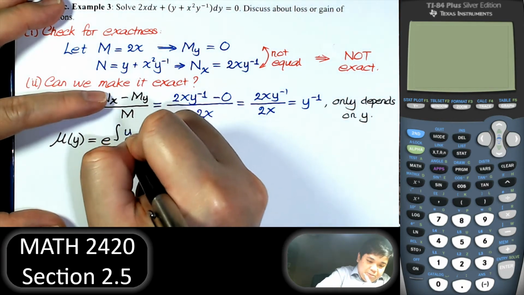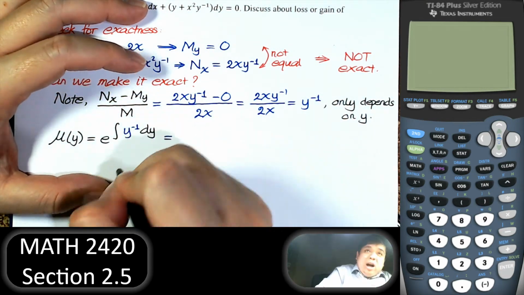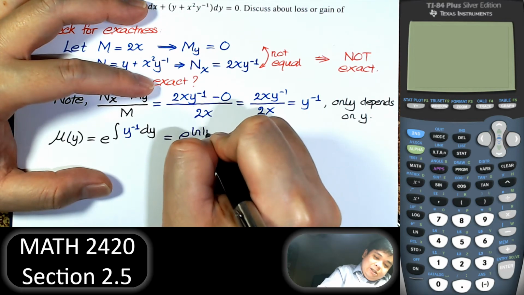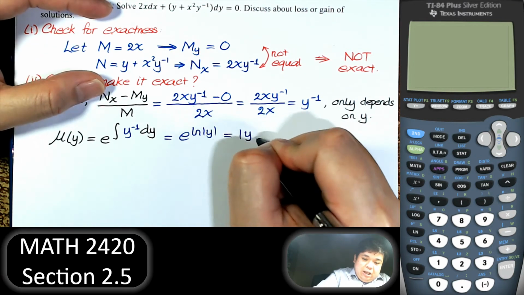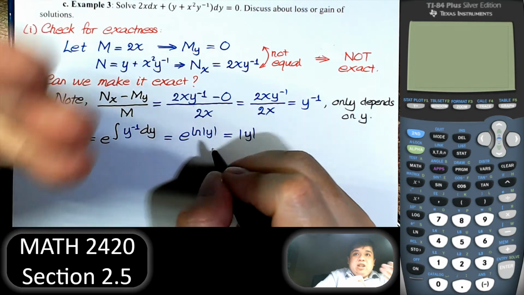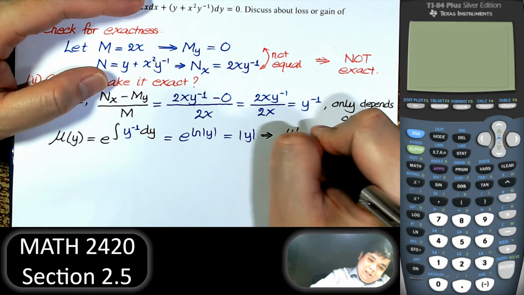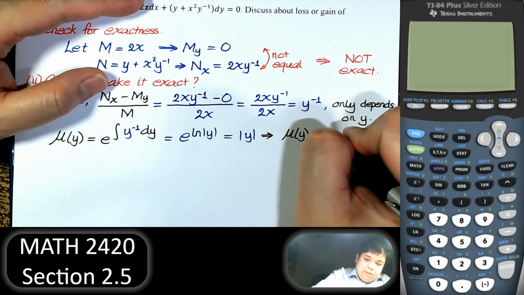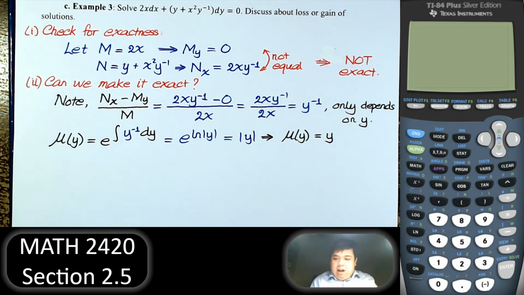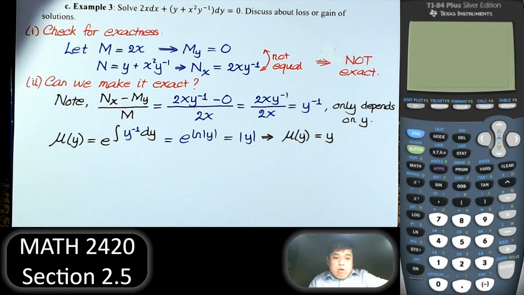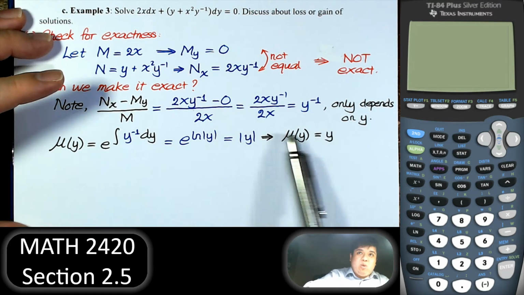And this example I chose to be relatively simple. The integral of y to negative 1 is ln, and we cancel out the e and ln, so that's just y, absolute value. And once again, given the nature of the integrating factor, we can just ignore the absolute values, because multiplying both sides by plus or minus doesn't affect the problem. Right. Now multiply both sides by that and see if it is exact. It should be exact, because it only depends on y.